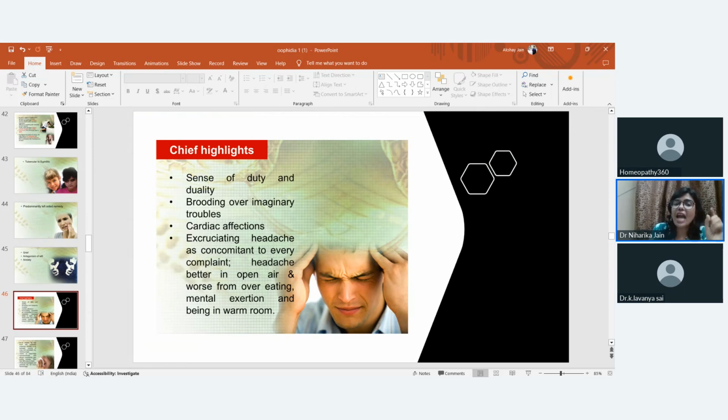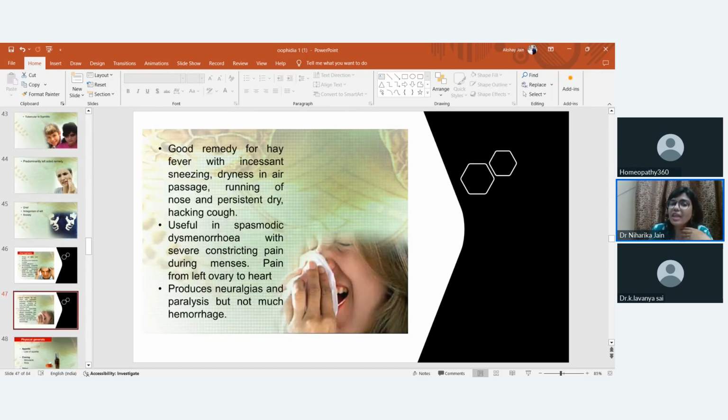Every complaint, headache is better in open air and worse from overeating, mental exertion, and patient being in a warm room. Good remedy for the hay fever with the incisions, sneezings, dryness in ear, nose, persistent dry hacking cough. So this is totality of sinusitis. Useful in spasmodic dysmenorrhea. Again, you add in your book or your list one more remedy for dysmenorrhea, Naja.